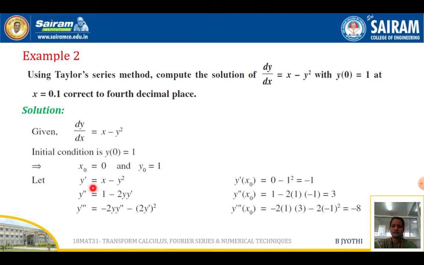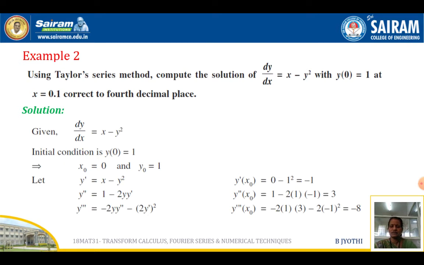Assume y dash is equal to x minus y square, that is given. So if you differentiate it, you will be getting y double dash is equal to 1 minus 2y y dash, and y triple dash is minus 2y y double dash minus 2 y dash the whole square. Now after substituting x naught value in the y dash, we get it as minus 1. For y double dash, we get 3, and for y triple dash, we get minus 8.